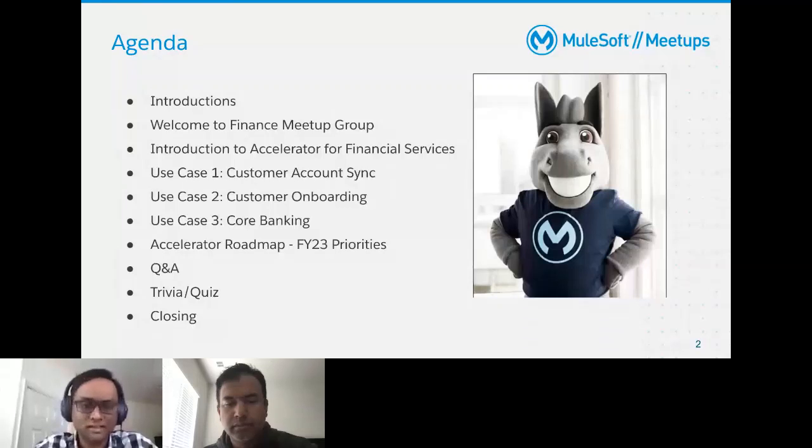Once it is discussed, I would be handing over to Aniket to talk about the Accelerator for Financial Services. As a part of this introduction, he'll be covering what accelerators are, how different a financial services accelerator is, and he would be covering three different use cases. One, customer account sync. Second, customer onboarding. And third, core banking. We would also talk about how to extend this existing accelerator.